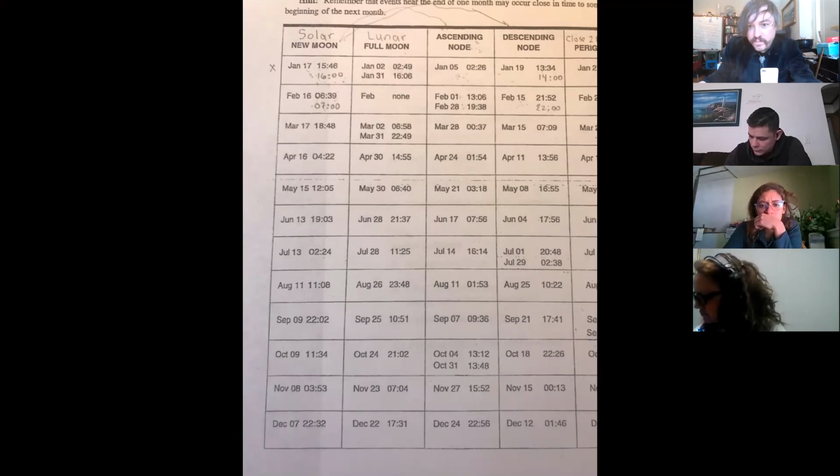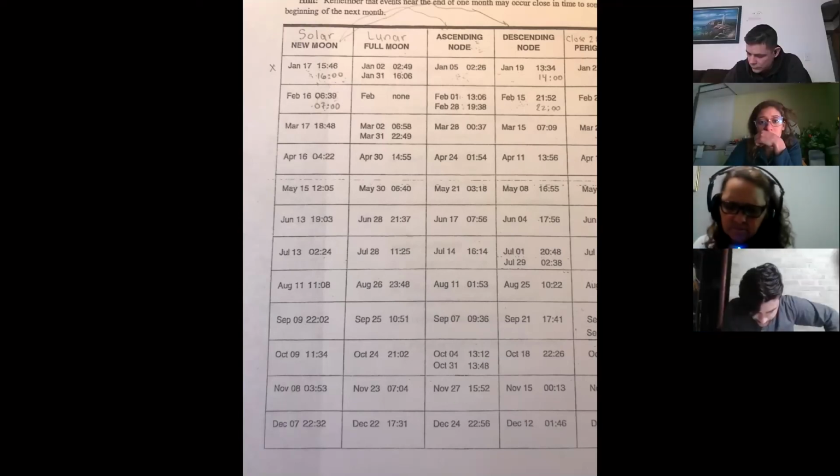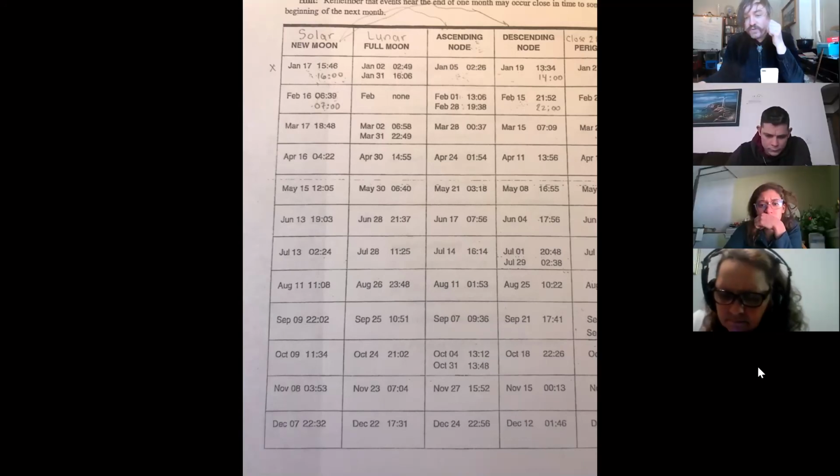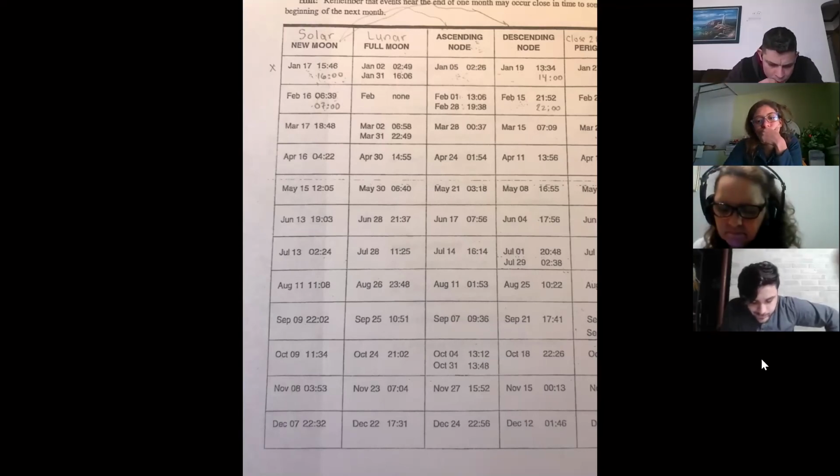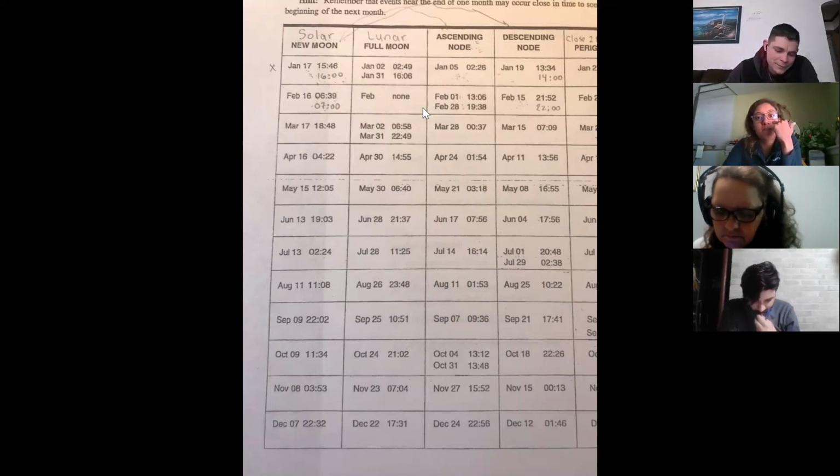Anyone find it? Usually one person can find it, but it is tough. I gave you a hint. Is it the March 31st to ascending node March 28th?